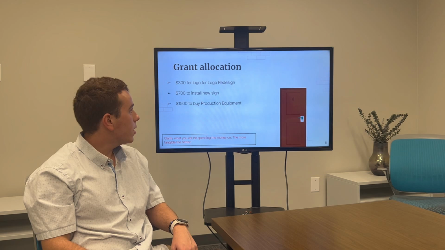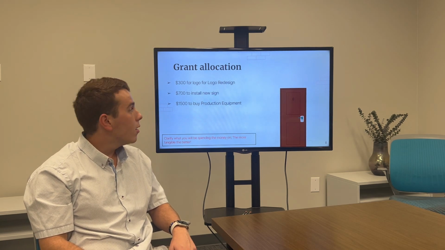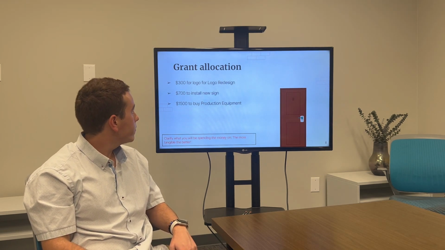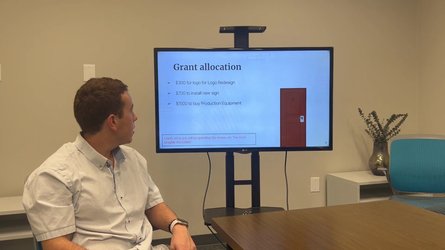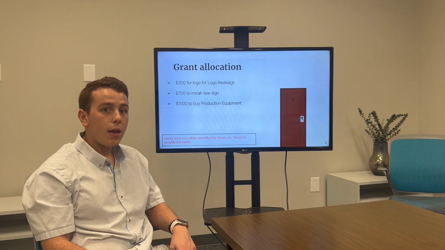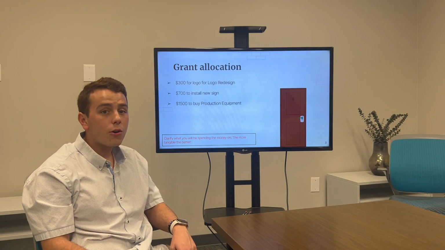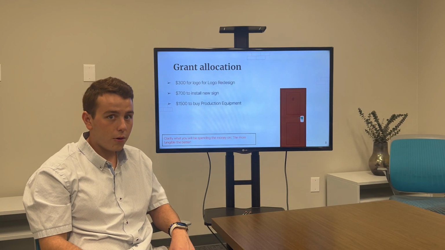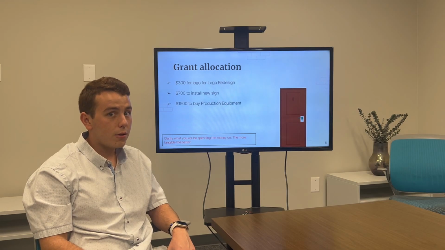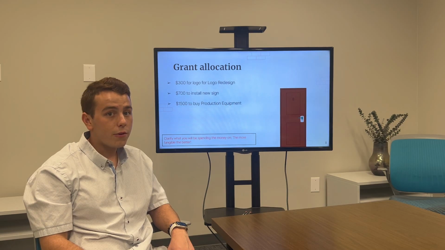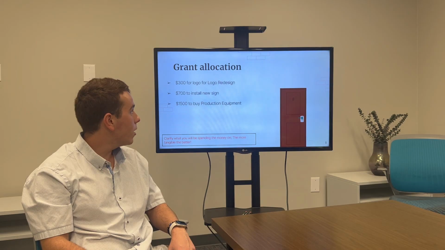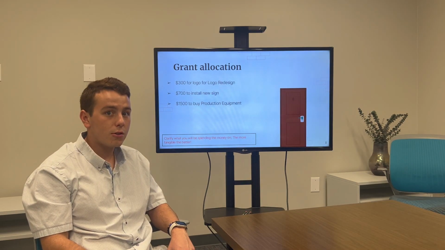Here's where you want to talk about your budget for using the grant. The more tangible you can get, the better. In this specific example, we're using the money for logo redesigns, money to install a new sign, and money to purchase equipment. These are all great examples of things that you can use the grant for. Some examples that would not be considered eligible for this grant would be payments to yourself, paying off your credit card debt from launching the business, or rent payments. You want to use the money for tangible things that will benefit your business in the short term.